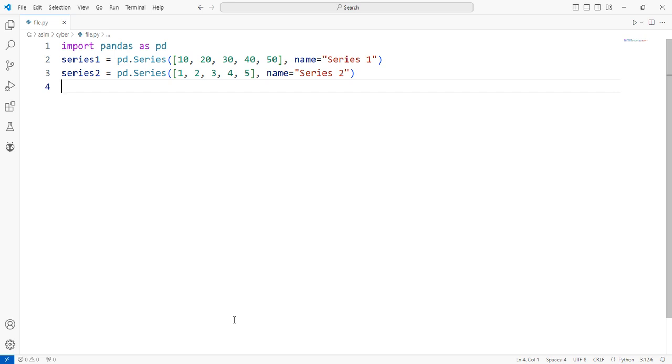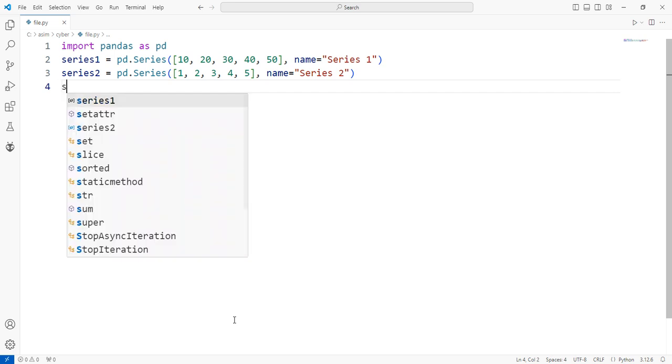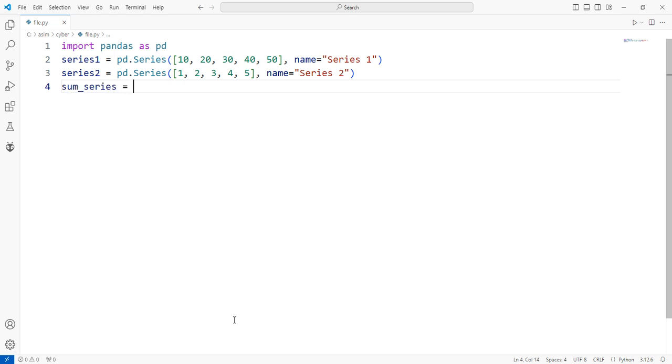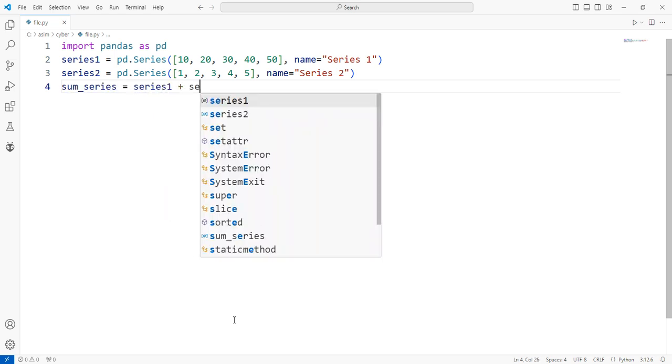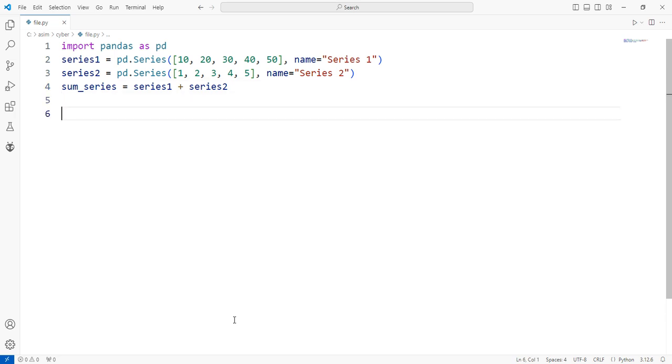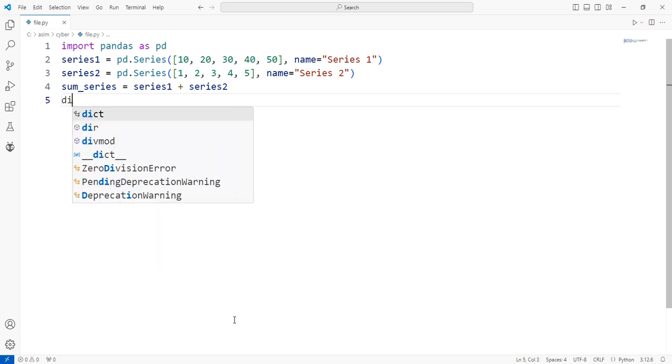Perform basic arithmetic operations on series. Addition. Adds corresponding elements of both series. Subtraction. Subtracts corresponding elements of series 2 from series 1.